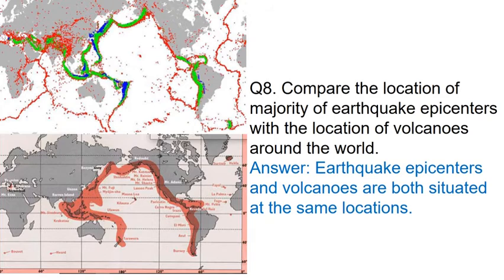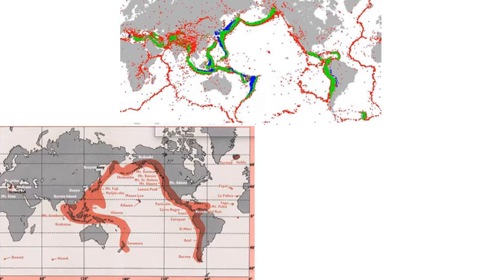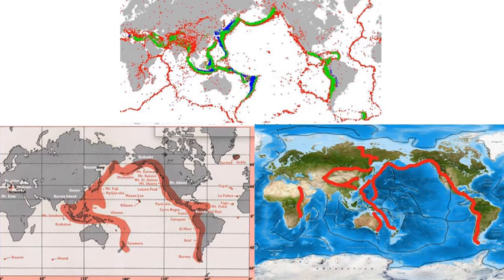Our answer: earthquake epicenters and volcanoes are both situated at the same locations. To answer the next question, you need to compare the three maps. The first map is the map of earthquake epicenters. The second map is the map of active volcanoes. And the third map is the map of mountain ranges.